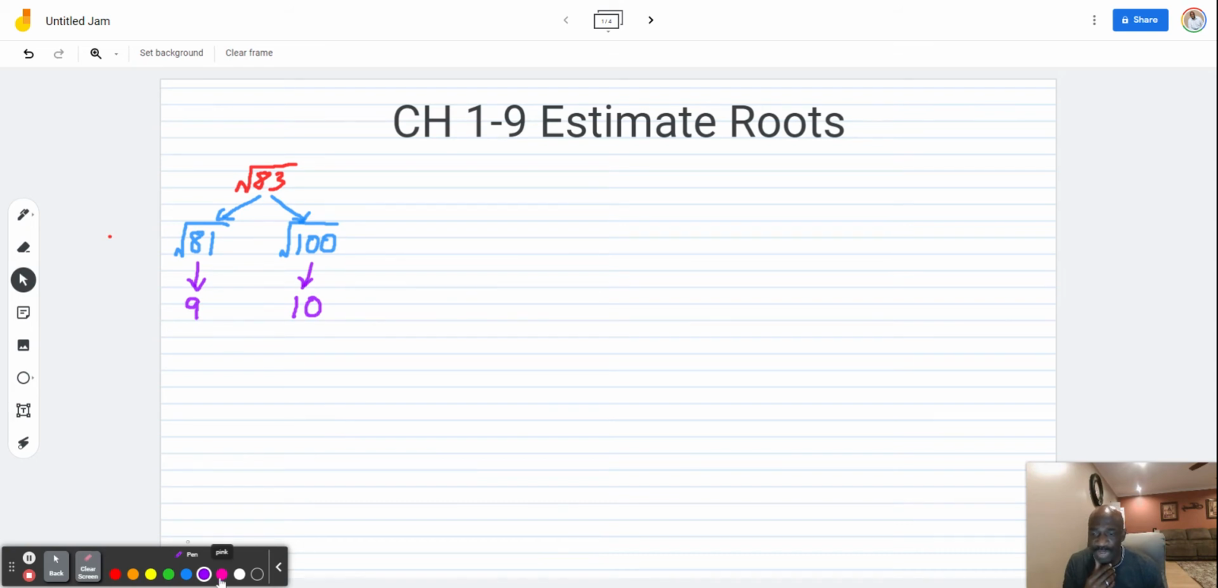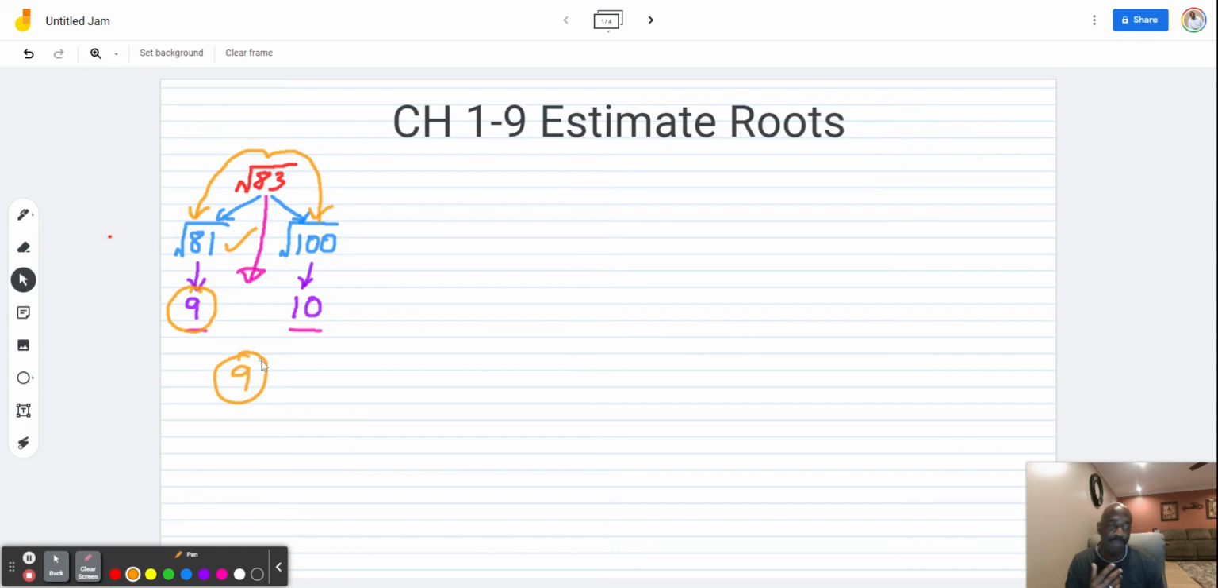And this square root of 83 is right in the middle of 9 and 10. But the question is, is it closer to 9 or is it closer to 10? That's what we need to know, and it's real simple to find out. You simply got to know if the number 83 is closer to 81 or closer to 100. I hope you know that it is closer to 81. And since 83 is closer to 81 than it is to 100, the answer is 9. That's what we're looking for.